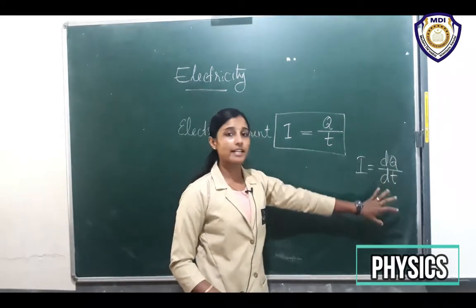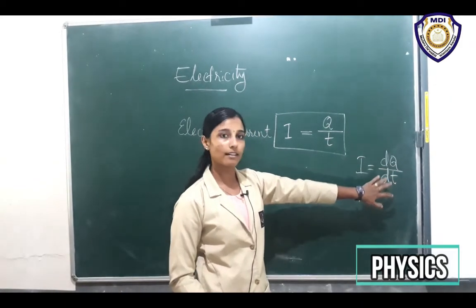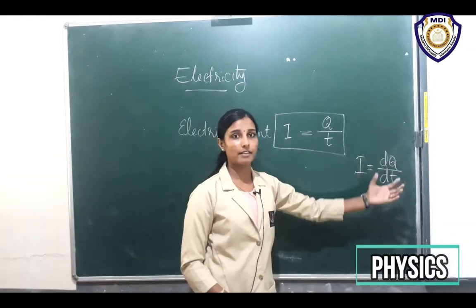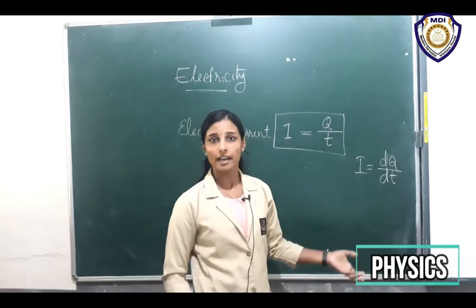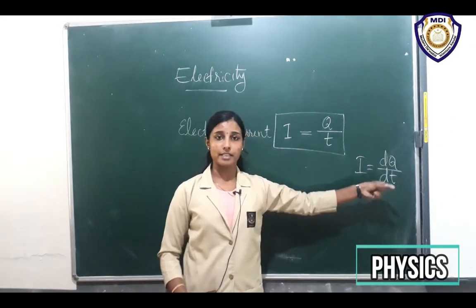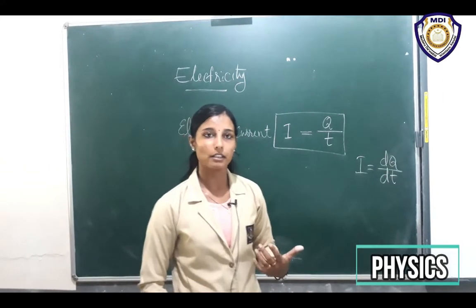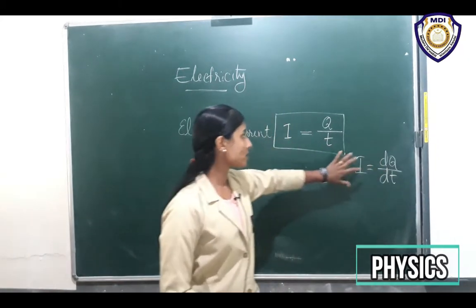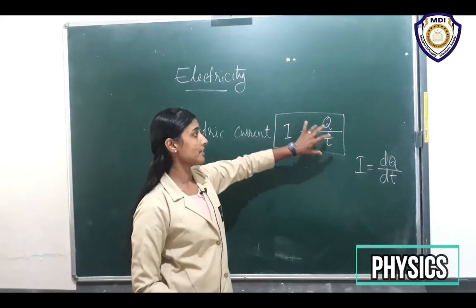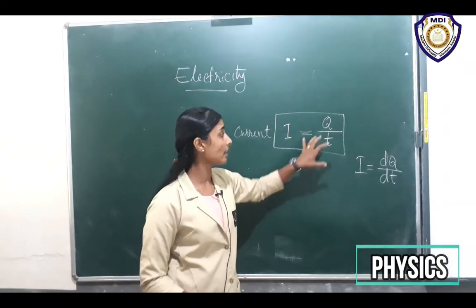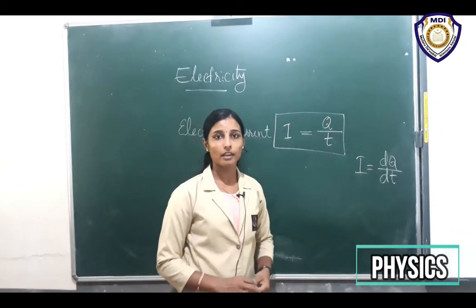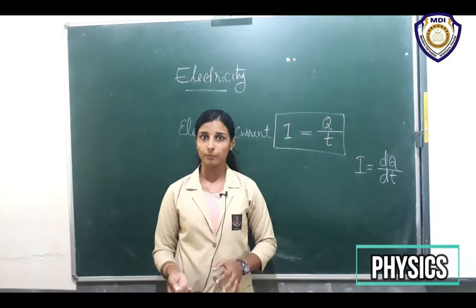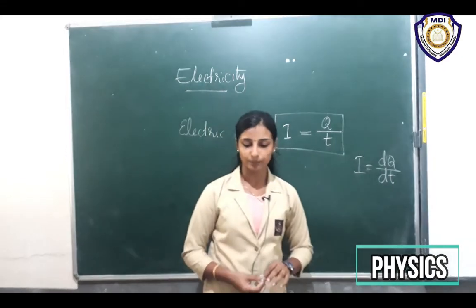But you may not be familiar with these differential terms, right? These differentials you will study in your higher classes. It is purely mathematics. So leave that, you just understand that I is equal to Q by T. That is, electric current is the rate of flow of charge. Rate of something, that we relate with time. So I is equal to Q by T.